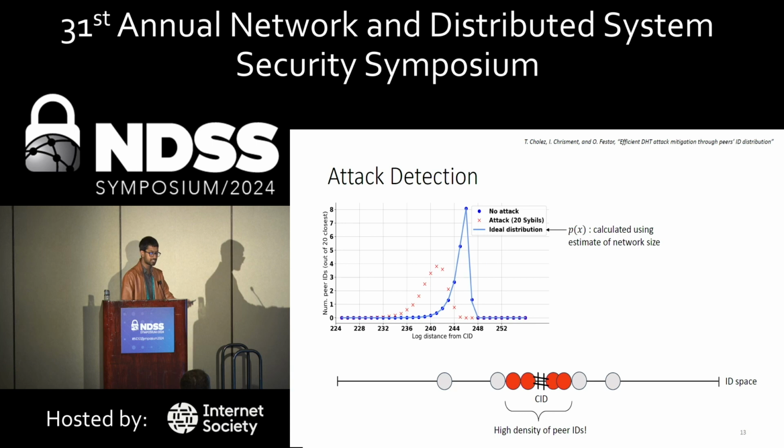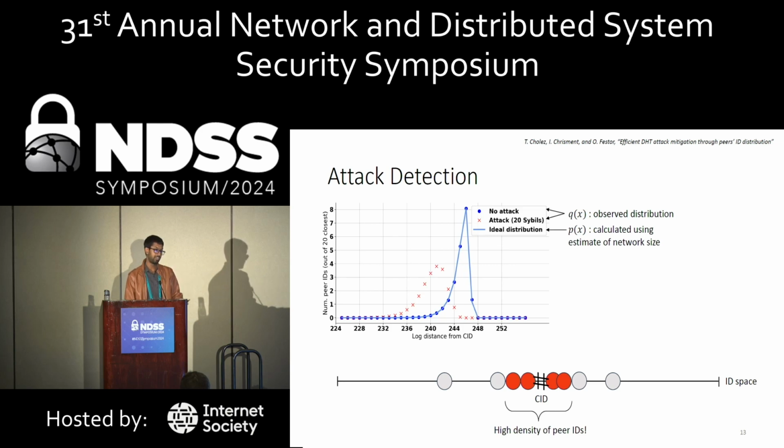That's P of x. We can calculate this if we know how many nodes there are in the network. Practically, you can calculate this using an estimate of the network size that IPFS already implements. On the other hand, you have an observed distribution. If you actually find the k closest peers, what is the distribution of their distances?